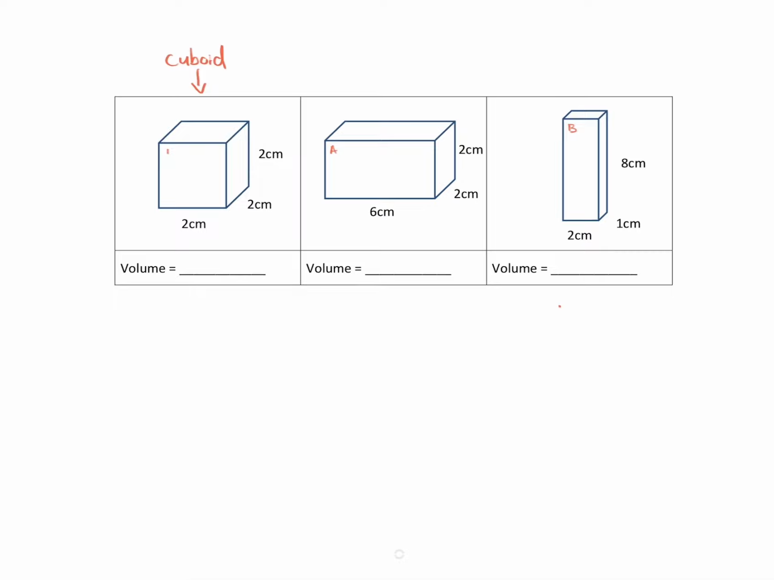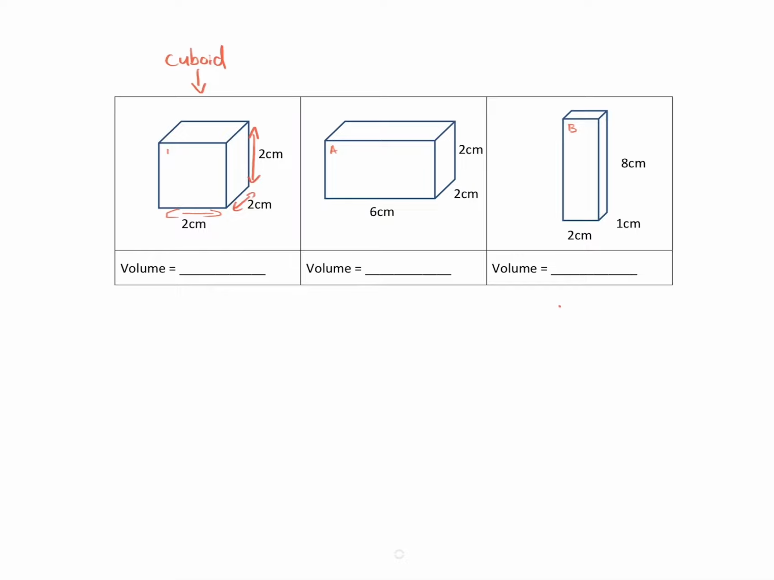So another way of thinking about this is, imagine this is a box and we want to know how much rice we can fit inside, or how much flour we can fit inside. Or even if it was a waterproof box, how much water can we put inside? The way we do it is we get 3 measurements, okay? We get the width, which here is 2 centimeters. We get the depth, which here is also 2 centimeters. And we get the height, which is 2 centimeters.